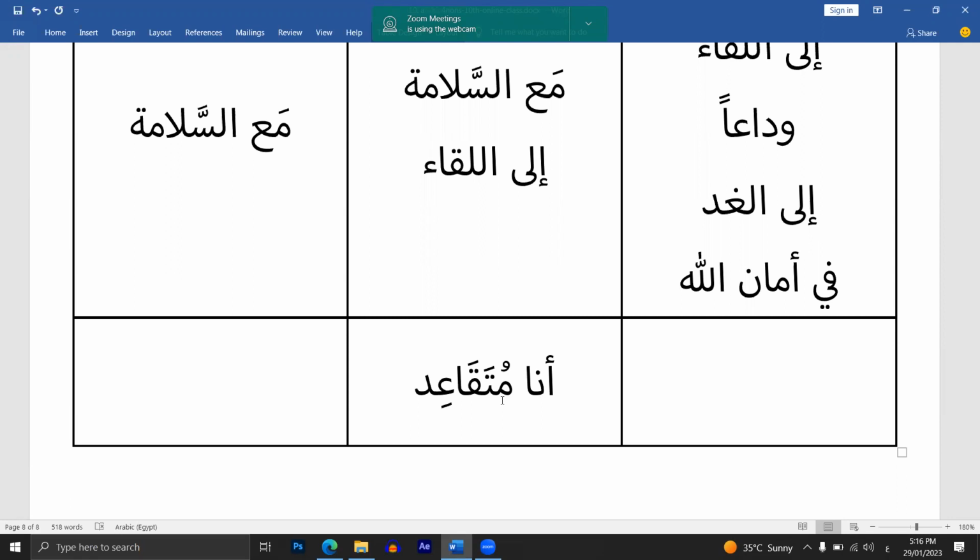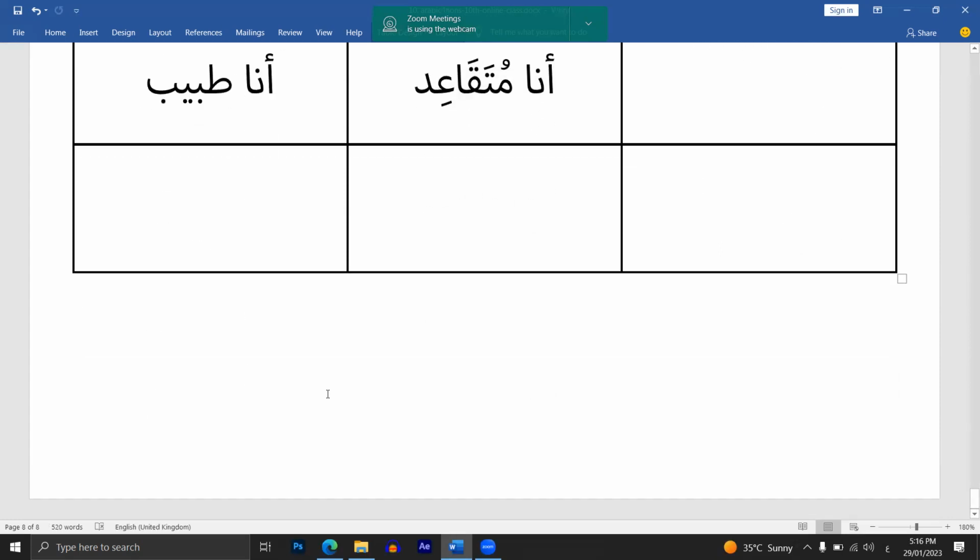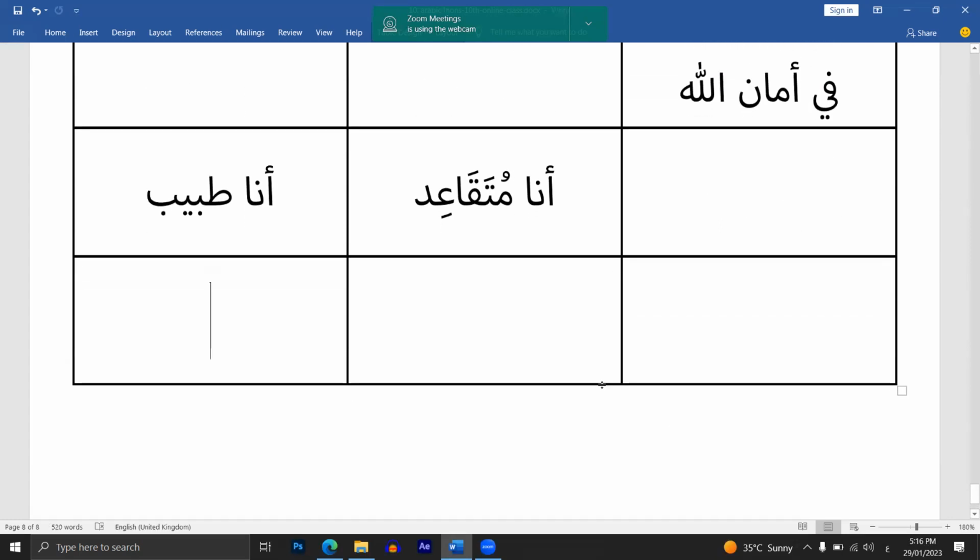أنا طبيب. القلب. طبيب القلب. دكتور. دكتور القلب. I don't know if it's correct. أنا طبيب like this. Okay. نعم. القلب. Oh, the heart, cardiologist. Oh. Okay. Is it okay? Would you like to add something?